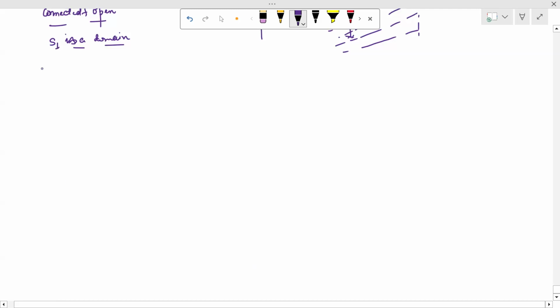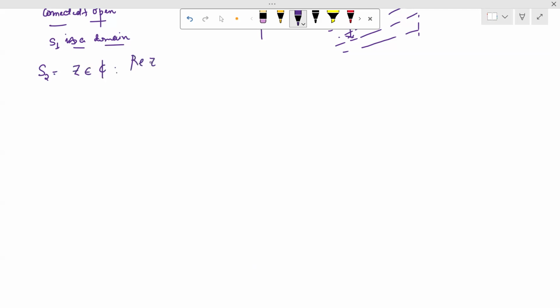Just think about this: S2, let me write it as z belongs to C such that the real part of z is less than or equal to alpha, where alpha belongs to R. Is that a domain or not? No, it is not a domain. Why? It is connected, but it is not open. Since it is not open, it is not a domain. It is connected, that is not a problem, but it is not an open set.